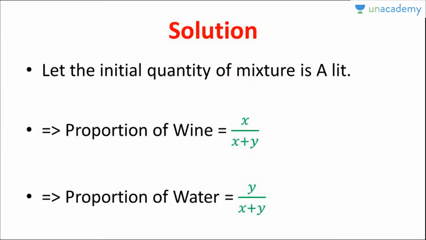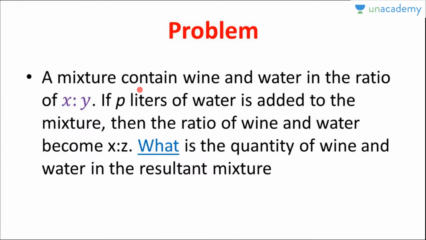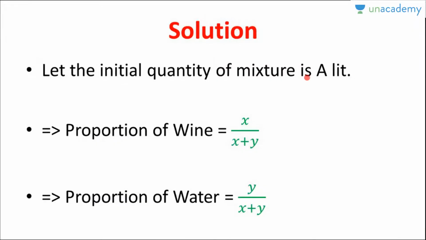See, the first thing that we can say is that let the initial quantity of mixture be a liters. Now you can see in the question it is not mentioned what is the volume, what is the quantity of this mixture. I am just taking a mixture where the ratio is x is to y, the volume is not mentioned, so I am assuming it as a liters.